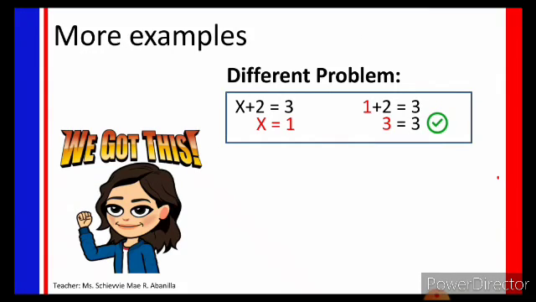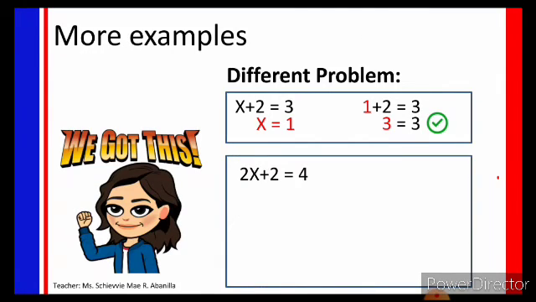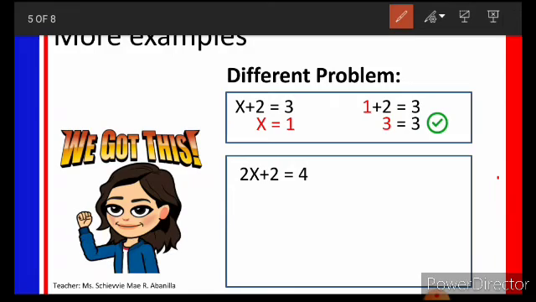Let's have another example. Okay, 2x plus 2 is equal to 4. Now, the goal is to find the value of our x over here. So, what are we going to do? Same process, we need to isolate the coefficient or constant with variable x. So in order to isolate that, we have to add a number that could decrease this number over here to 0 para maiwan yung x. So what is that number?